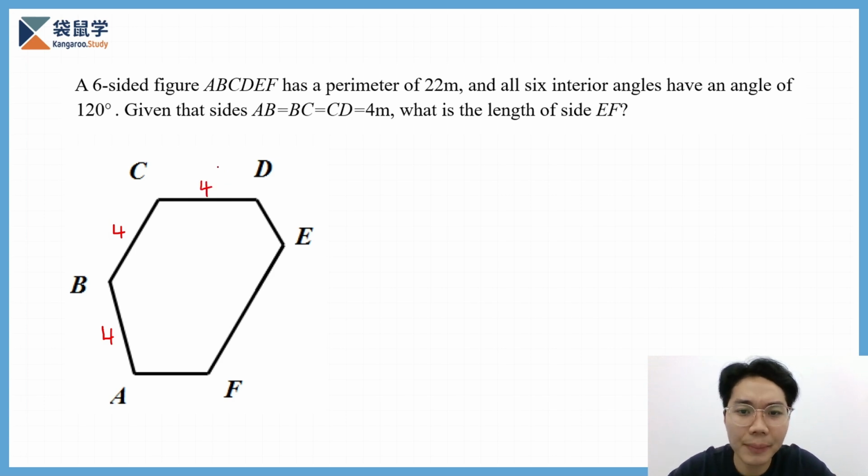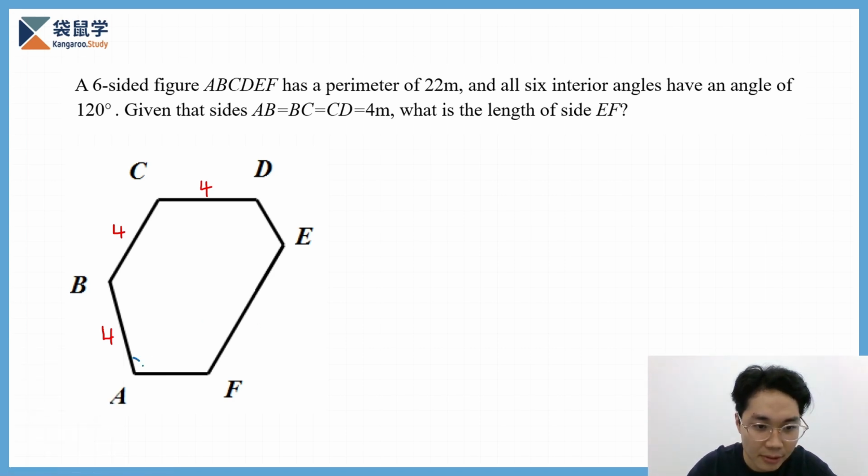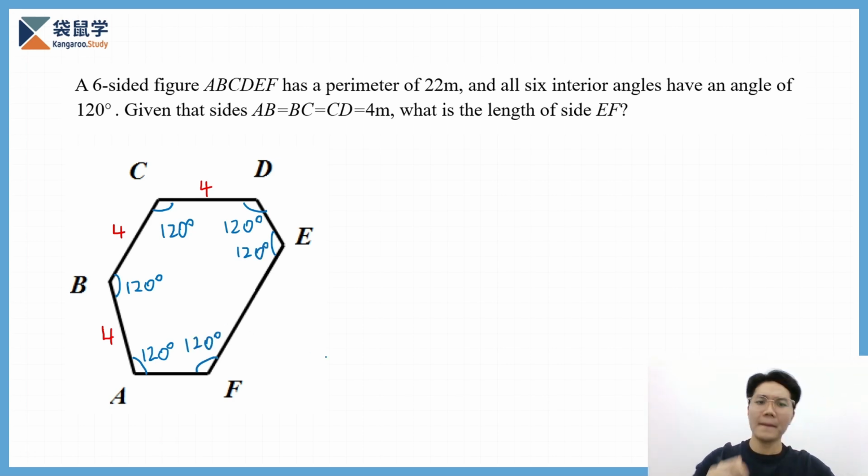And the perimeter is 22 meters, okay? And all 6 interior angles have an angle of 120 degrees. Okay, let's use another color for this. So 120 degrees, 120 degrees, and finally 120 degrees. From this, we want to find the unknown side of EF.